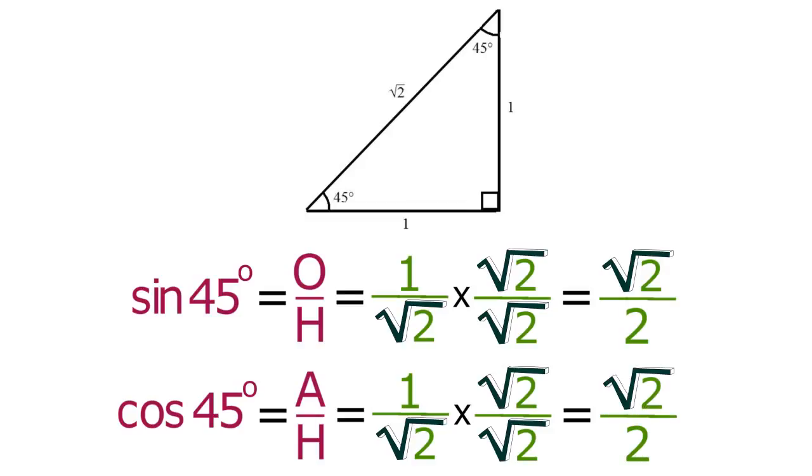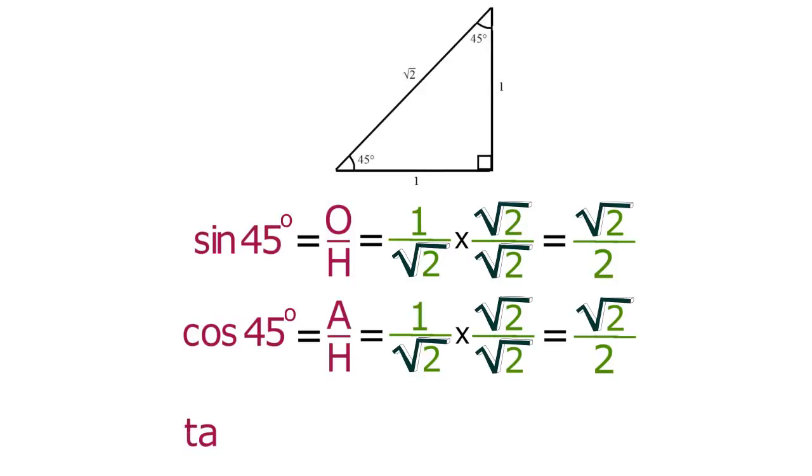Follow the same basic steps to calculate the tangent of 45 degrees. To begin, remember that the tangent of an angle equals O over A. Because the opposite and adjacent sides of this triangle are both 1, the tangent of 45 degrees equals 1 over 1, which simplifies to 1.